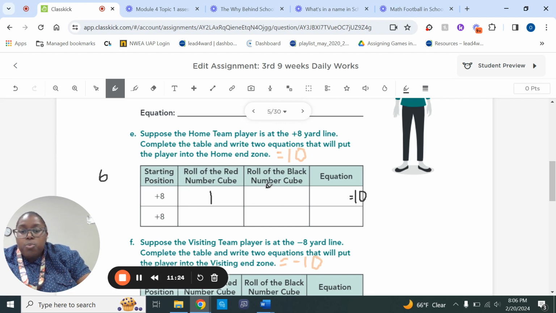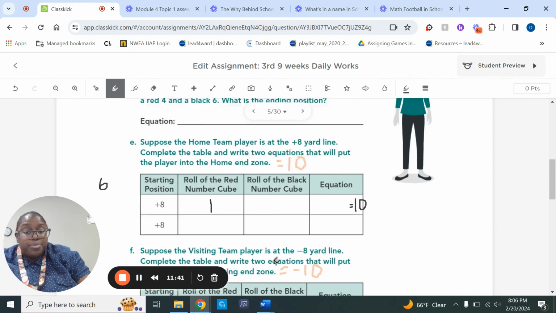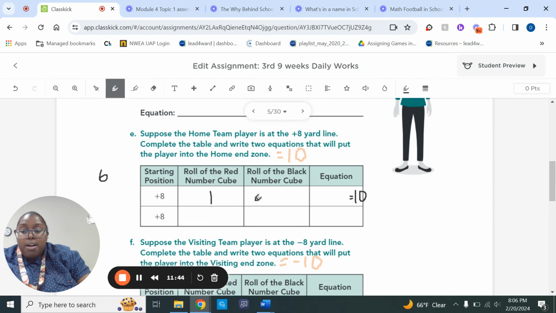Now for my black cube, what does this have to be? And if you're doing the visitors, I would suggest you work in reverse. Because the visitors, you start at a negative position. So that means any positive number you use will send you in the wrong direction because the goal is to get to -10. So right now I'm at +7 after I take away the 1, and I need to get to 10. Well, if that's the case, then I hope on my black cube I roll a 3 or higher so that I can get what I need.